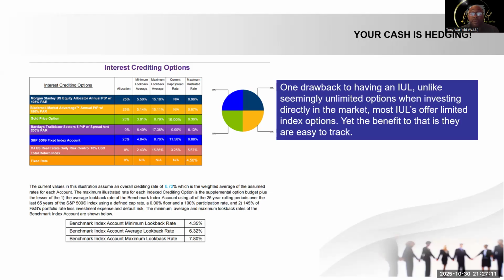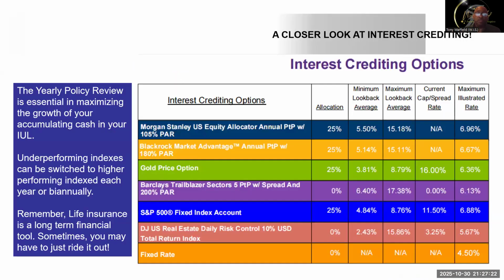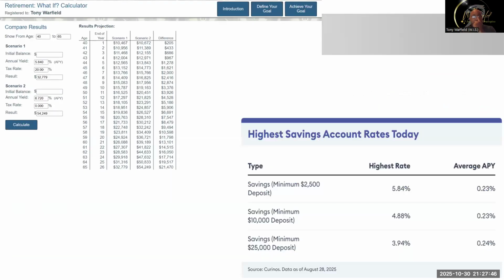But we do what are called policy reviews. And every year, depending on the performance of that index, we can change your allocations to make sure that you're keeping up with the trends, which is great. So getting a closer look at it, the yearly policy review is essential in maximizing the growth of the accumulated cash in your IUL. Underperforming indexes can be switched to higher performing indexes each year or biannually. Remember, life insurance is a long-term financial tool. Sometimes you may have to just ride it out, just like you do with your 401k or your 457, 403b, or otherwise. So I wanted to talk about some comparisons real quick.